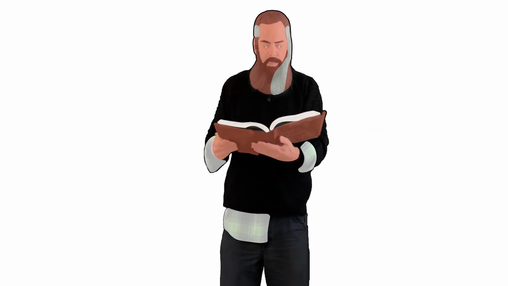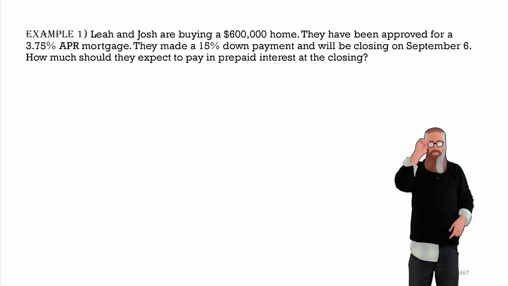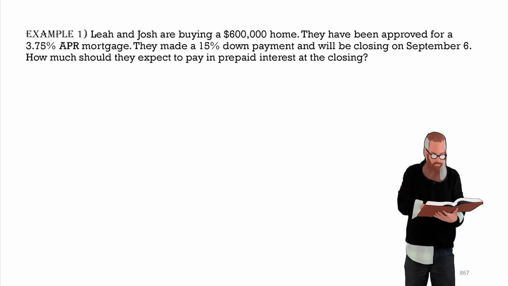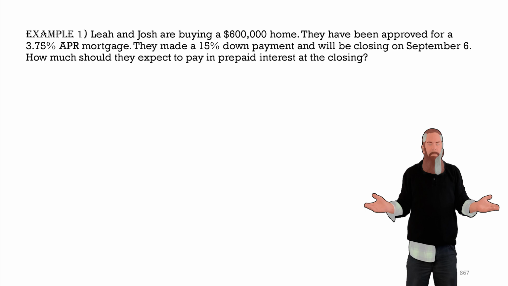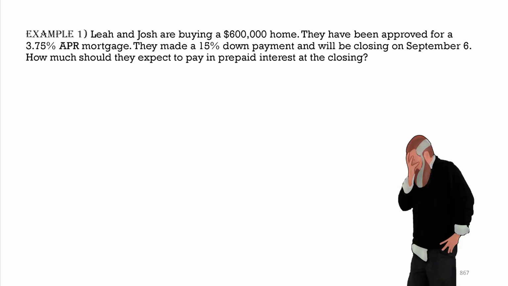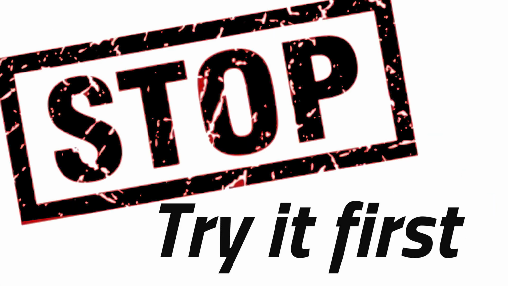Here, we're going to learn about the financial aspects of the closing and the years that follow the purchase of a home. Now, let's estimate closing costs. Leah and Josh are buying a $600,000 home. They've been approved for a 3.75% APR mortgage. They made a 15% down payment and will be closing on September 6th. How much should they expect to pay in prepaid interest at the closing?